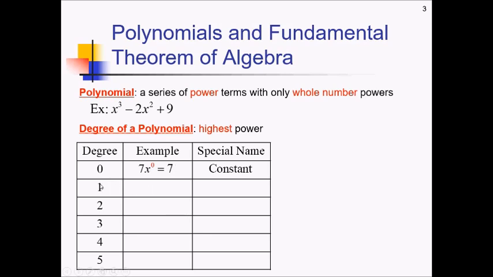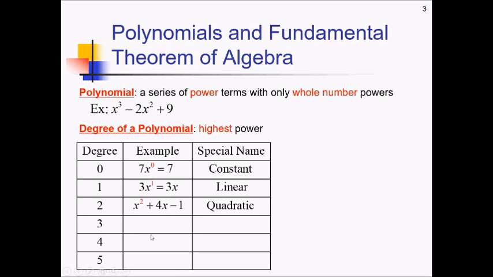Now a first degree polynomial is something like 3x to the first, which of course we would just write as 3x. And these kinds of functions, we've used these for a while too. These are linear functions, but they also count as polynomials. Second degree, that would be something like x squared plus 4x minus 1. And we've done a whole bunch of work with these very recently. These are quadratics, and they are polynomials as well.